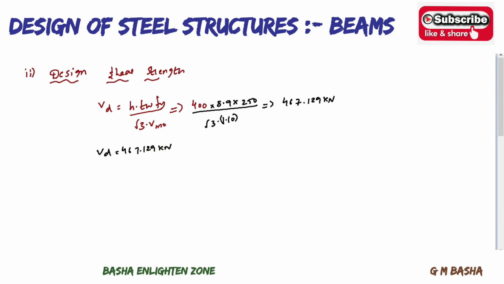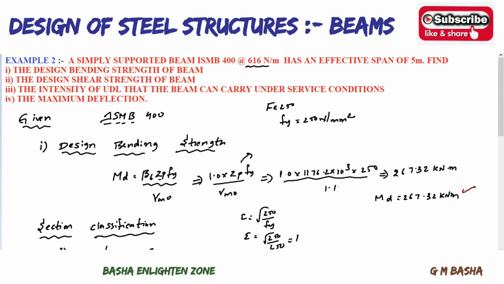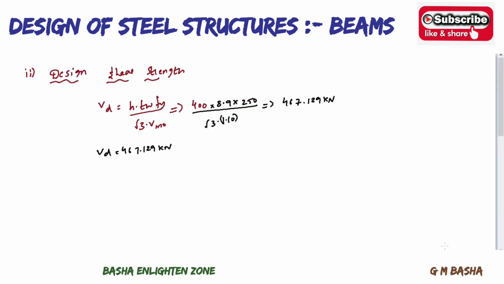See the continuation of the question. The next topic is the intensity of UDL that the beam can carry under service condition. Generally our case will be simply supported. So for the simply supported condition, the third point is the intensity of UDL, which is w. We are finding this w value here.